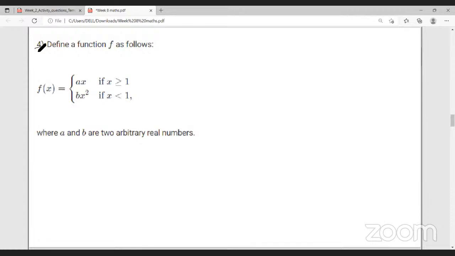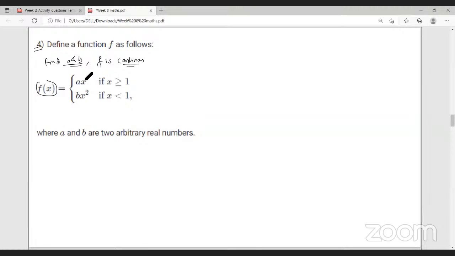So in the next question, we have to find out the value of a and b such that this function is continuous. How to do that? We have to follow those simple 3 steps. But the limit exists at x equals to 1. Sir, in the question, it is already given it is continuous. Yeah. So find a and b if f is continuous, right?